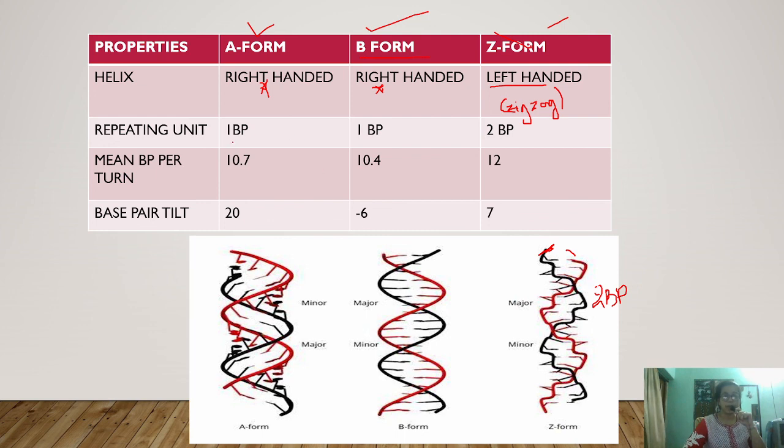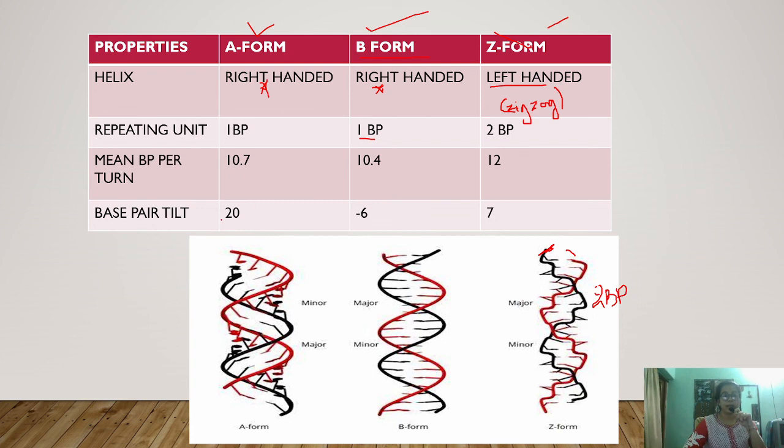Whereas in case of A form and B form, it is only 1 base pair per turn. And what does base pair per turn mean? That is, after how many base pairs there will be a turn in the DNA structure. In case of A form, that is 10.7, B form is 10.4 and in Z form 12. After every 12 base pairs, there will be a turn in the structure of the strand.